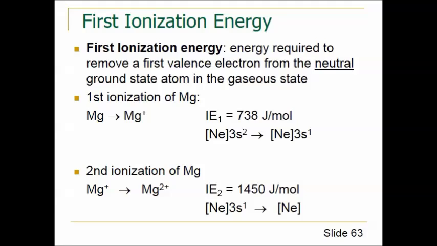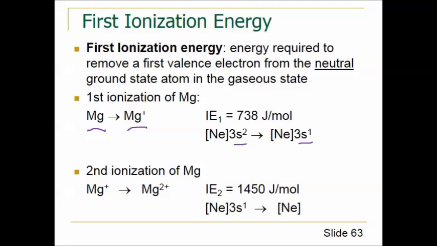So for example, here we have a neutral magnesium atom. If we take away one valence electron, we have Mg+ as a result. The first ionization energy for magnesium is 738 joules per mole. So if you wanted to do that for 1 mole of magnesium atoms, you'd need 738 joules of energy. If you looked at the electron configurations, you're taking a magnesium atom, which ends with 3s2, and converting it to 3s1. You're taking away 1 valence electron.